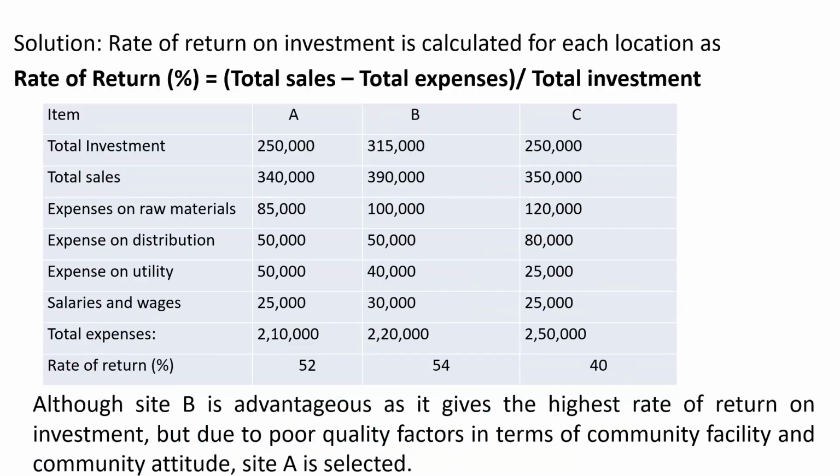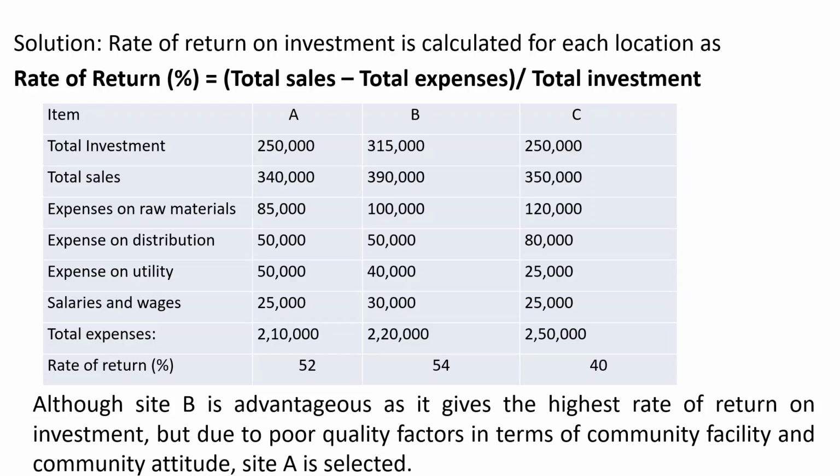Let's go to the solution. As we know, rate of return in percentage is equal to total sales minus total expenses divided by total investment. So total investment and total sales figure are already there in the table in the question. We calculated the total expenses at each of the three locations. Total expenses is calculated by adding the expenses on raw materials, distribution, utility, salaries and wages, and this comes to be 2,10,000 for site A, 2,20,000 for site B and 2,50,000 for site C.